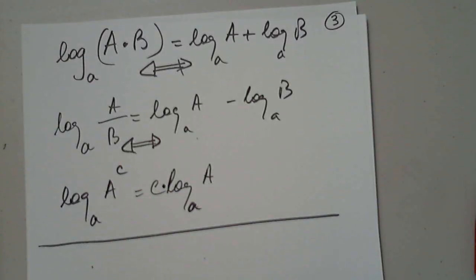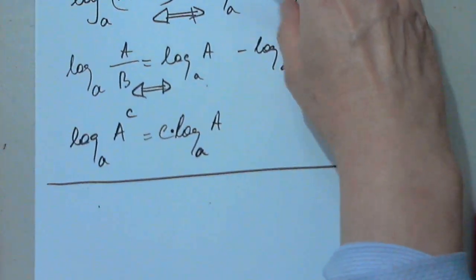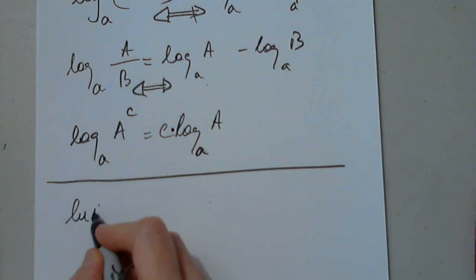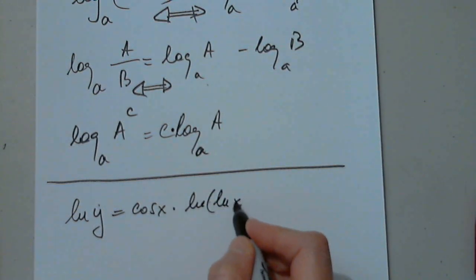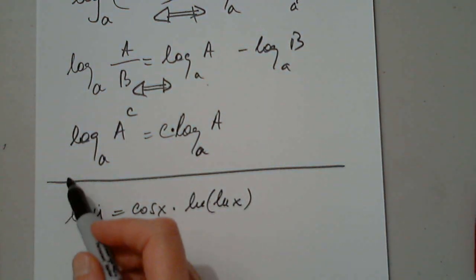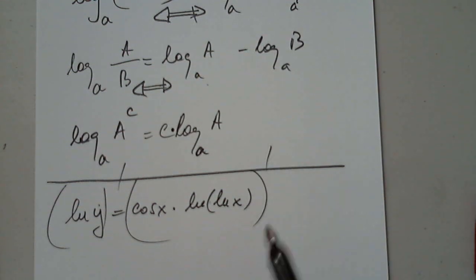So I'm going to copy it again here because I have all these in between. We have natural log y equals cosine x times natural log of natural log x. Perfect. So now we are going to apply differentiation to both sides. So let's start.